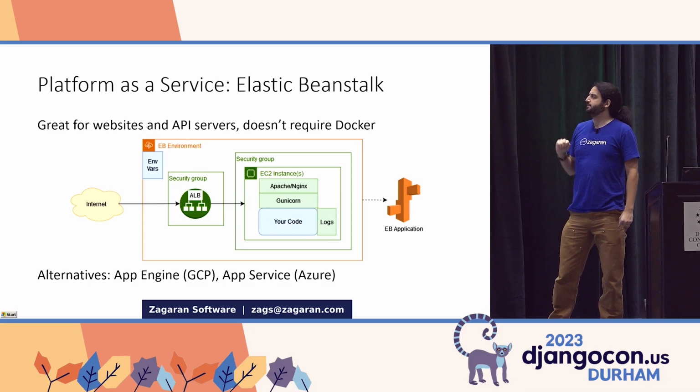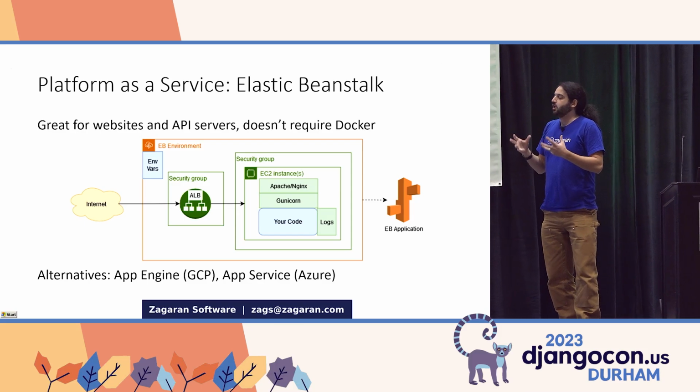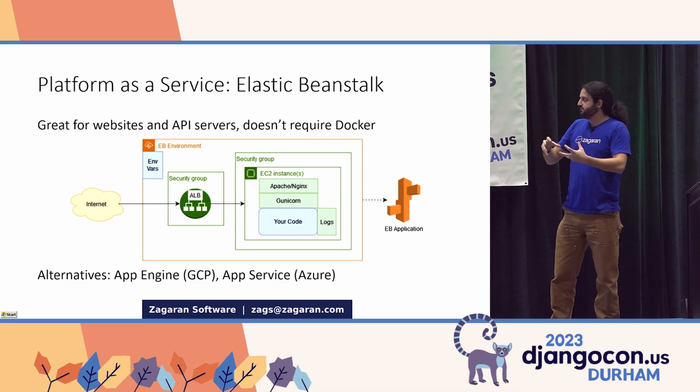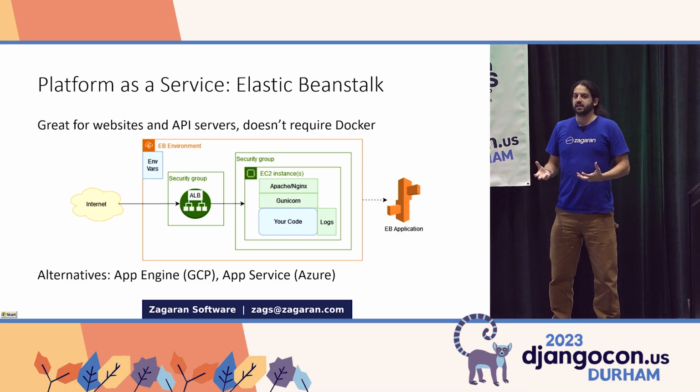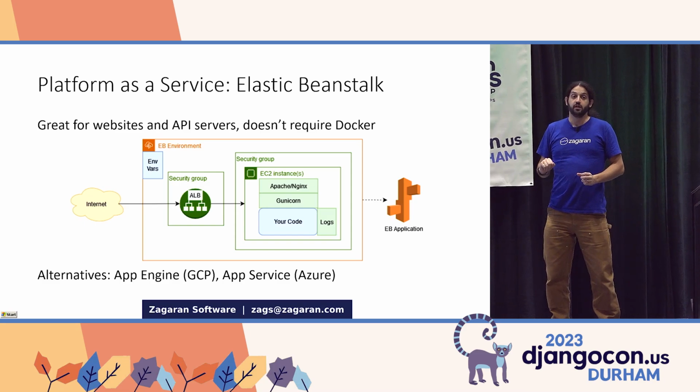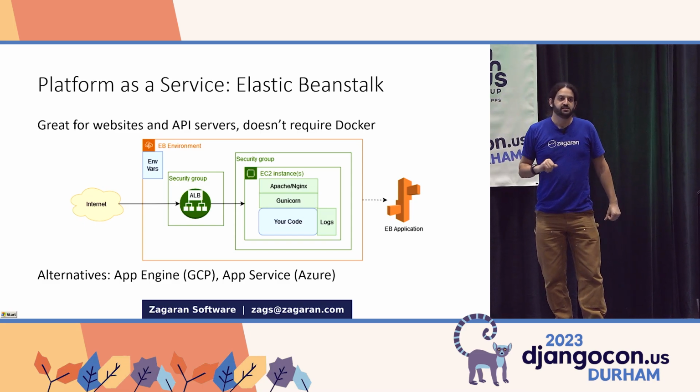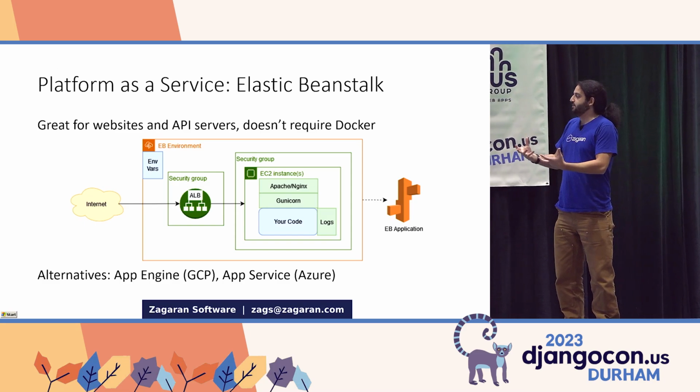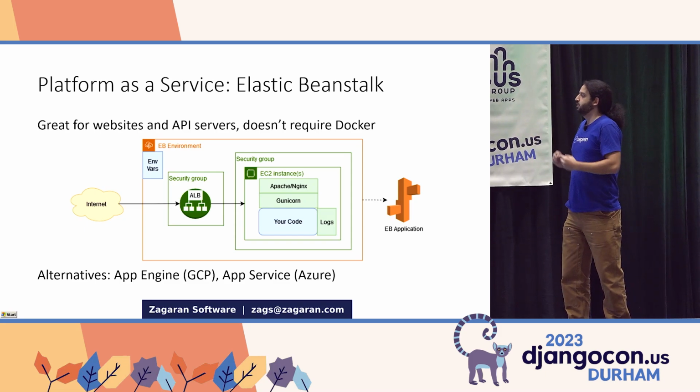One other great thing about Elastic Beanstalk is that it lets us host Django just natively on the servers. So we don't need Docker. You can use it. It does support it if you want, but you don't need it. Elastic Beanstalk has native Python support and can go set up a server for you with just your code running on it.